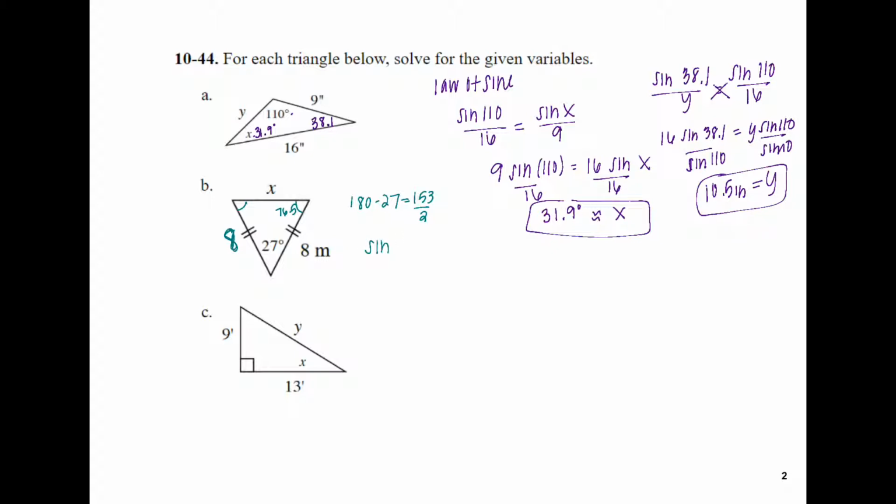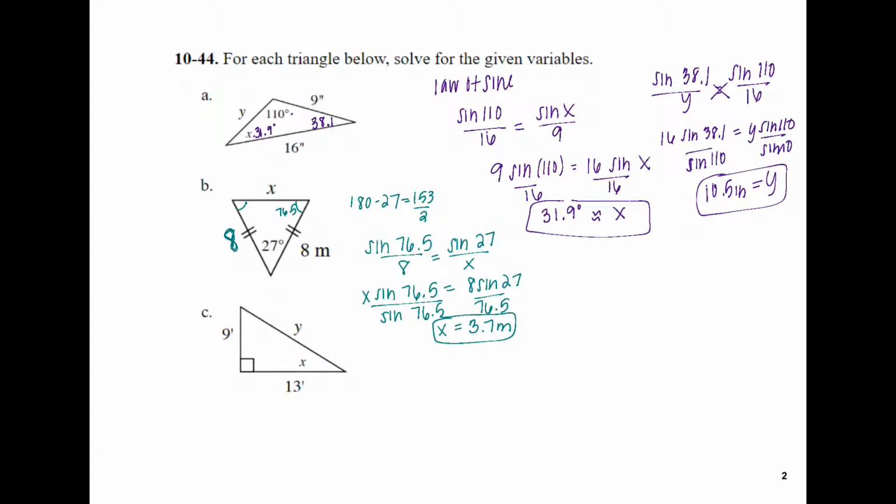The sine of 76.5 over 8 is equal to the sine of 27 over x. Multiply: x times the sine of 76.5 is equal to 8 times the sine of 27. Divide by the sine of 76.5. And we get x is approximately 3.7 m.